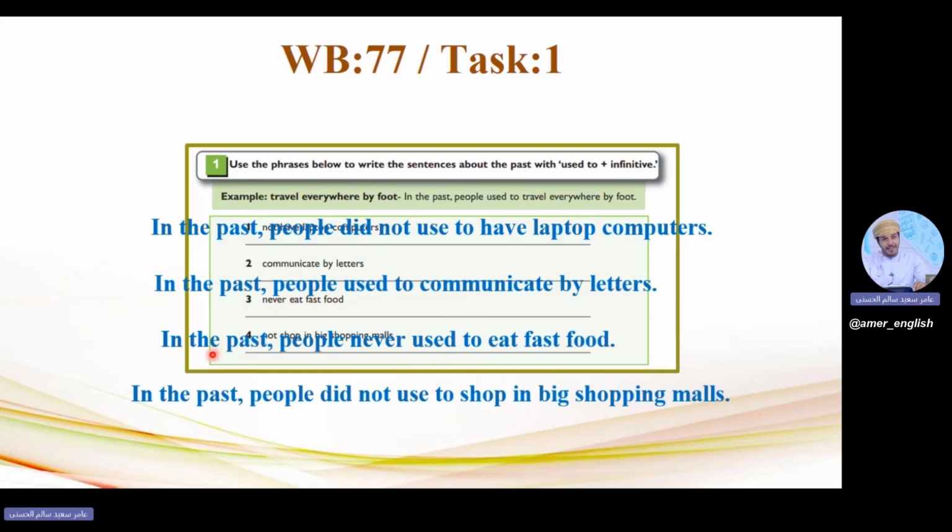Never eat fast food. In the past, people never used to eat fast food. And for this one, not shop in big shopping malls. It will become: in the past, people did not use to shop in big shopping malls.